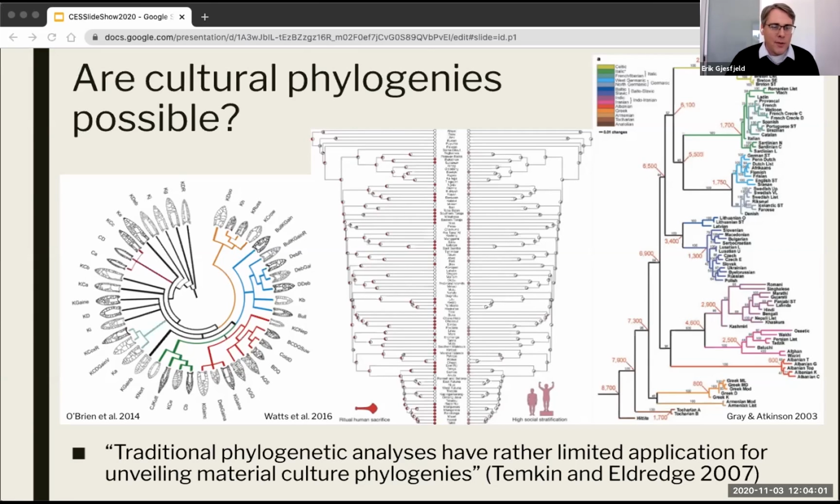Application of the phylogenetic approach outside of language, though, has been a bit more mixed. Research by Mike O'Brien, Briggs Buchanan, and others has really shown the utility of a cladistic approach, possibly for things like reclassifying material culture typologies, such as projectile points. Although in some cases, as in the paper by Temkin and Eldredge, they make a very clear statement that, at least in their view, traditional phylogenetic analyses have rather limited application for unveiling material culture phylogenies.